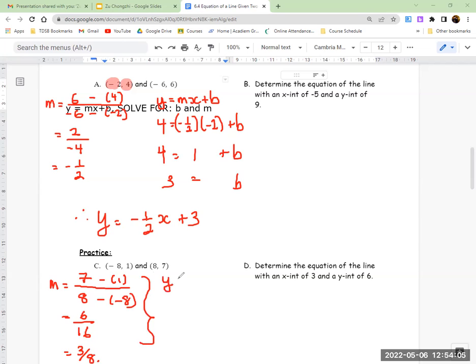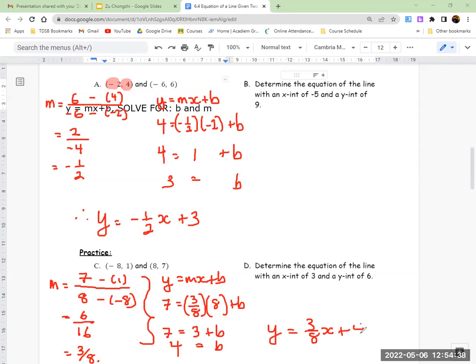From there, y is equal to mx plus b. I will choose, why not just choose 8 and 7? The y value is a 7. My slope is 3 over 8. And my x value is 8, plus b. If I multiply this out, this becomes 7 equals 3 plus b, and so the b becomes 4. The equation is y equals 3 over 8x plus 4.